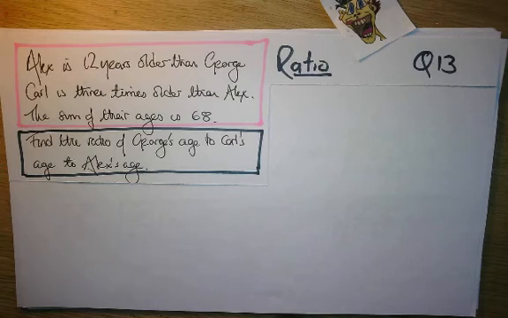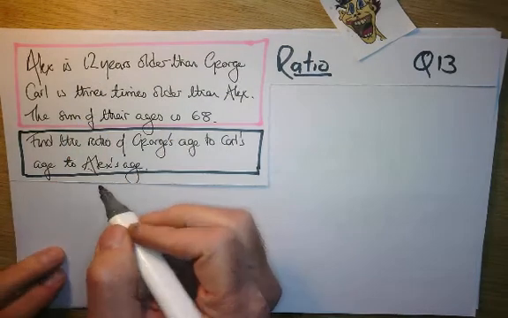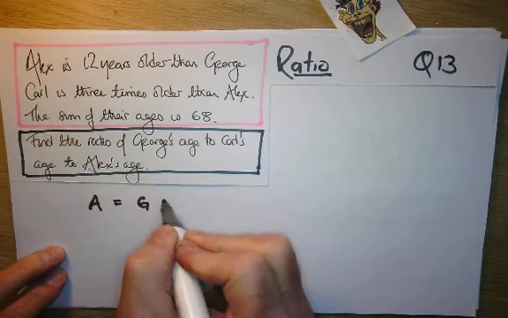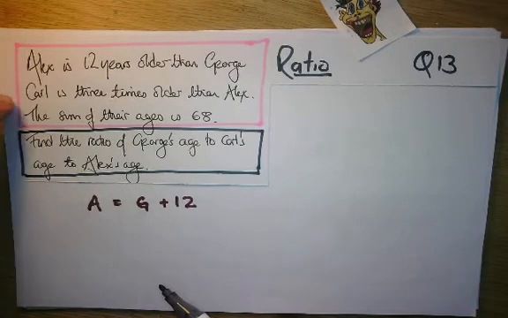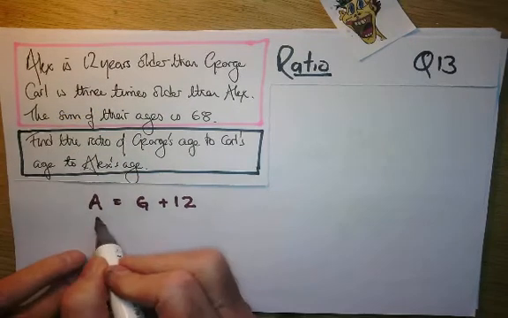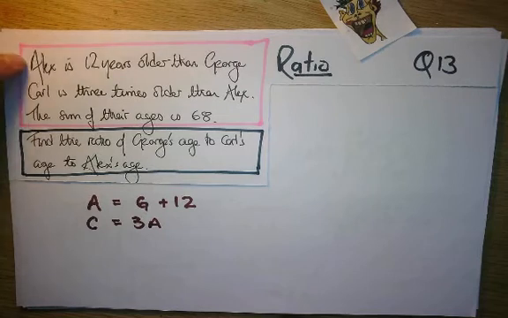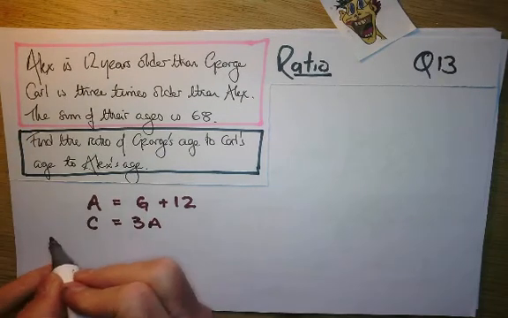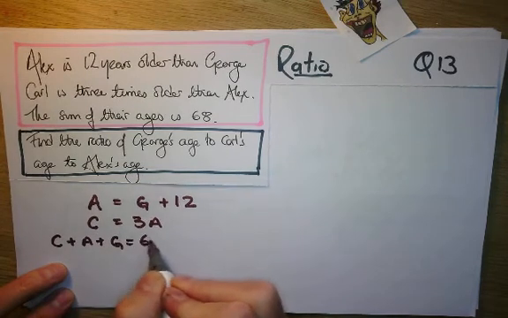So this particular question, what we have to do is write these out into equations. Firstly, Alex is 12 years older than George. So Alex is George's age plus 12. That we know. Carl is 3 times older than Alex. And lastly, the sum of their ages is 68. You see, each of these has an equation. So if I add all their ages, Carl plus Alex plus George, that equals 68.